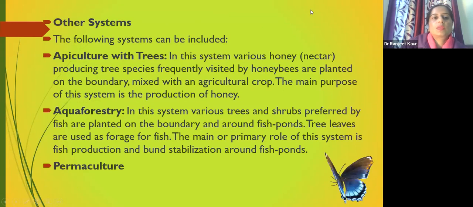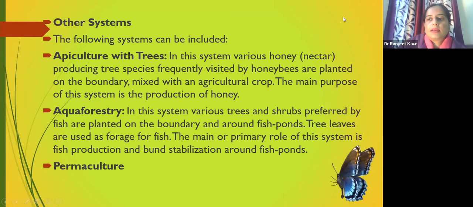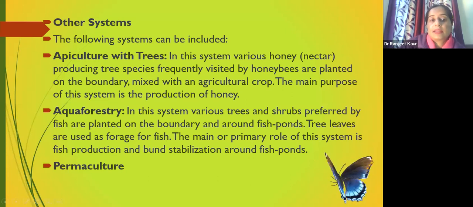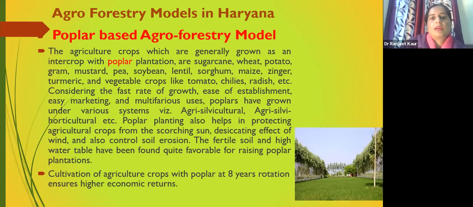Other systems include apiculture with trees, done for the production of honey. In this system, whatever trees honeybees like, those species are planted on the boundary mixed with agriculture crops. Then is the agroforestry with fish. In this system, various trees and shrubs preferred by fish are planted on the boundary and around the fish ponds. And the next, in most recent days, permaculture is also practiced in the agroforestry systems.